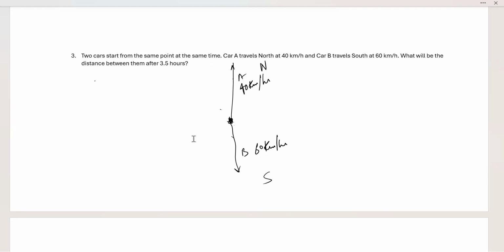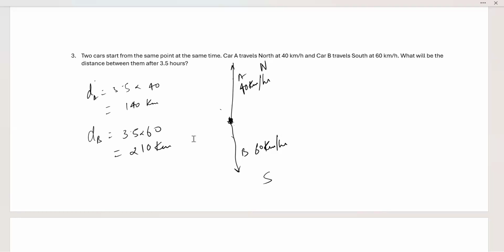So in 3.5 hours, just calculate how far from this point A would have traveled. So A ने कितना किया होगा? Distance traveled by A is 3.5 into speed of A, that is 40. So this gives you 140 kilometers. And for DB, 3.5 into 60, which is 210 kilometers.